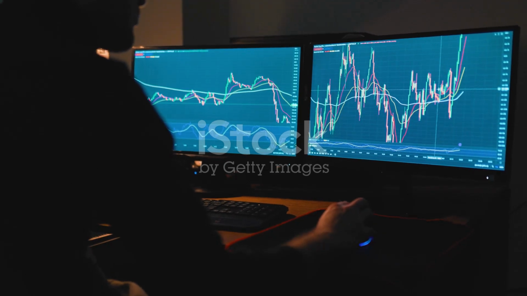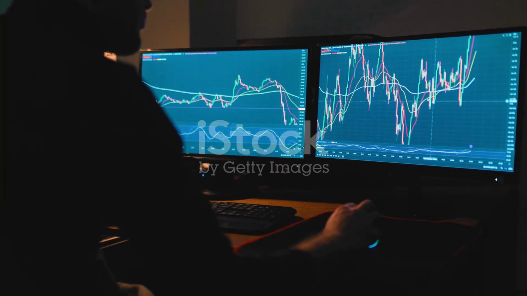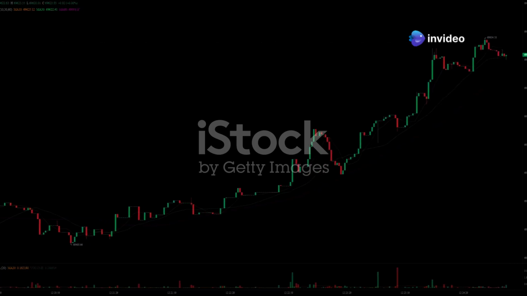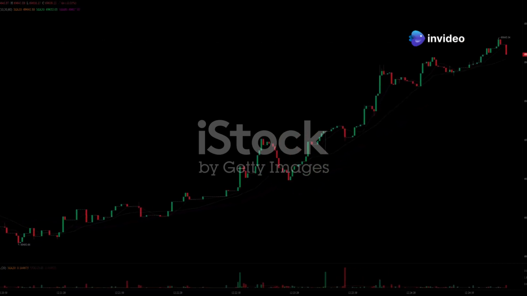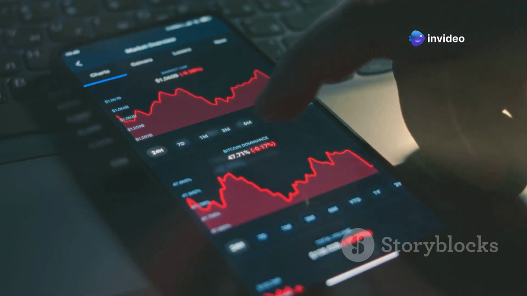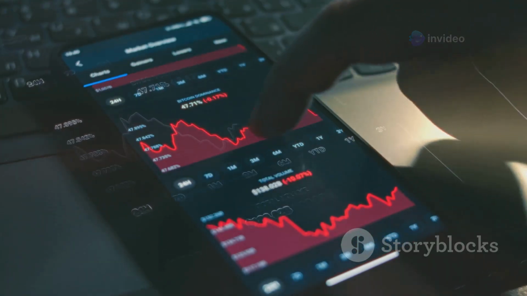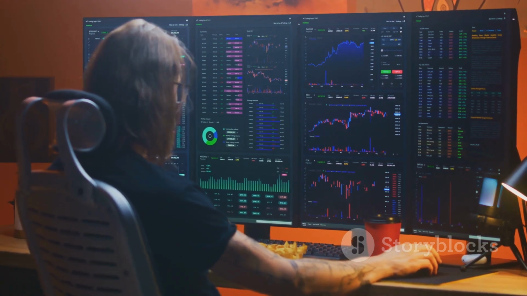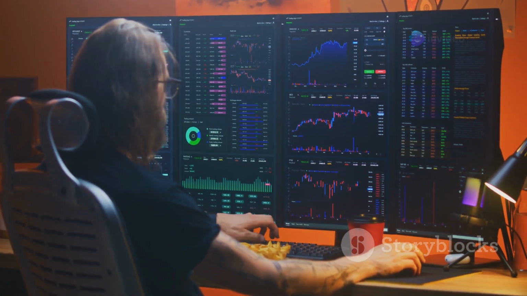Traders use the AMA for a variety of purposes. One of its primary uses is to identify trends. When the AMA is rising, it suggests that the market is in an uptrend. Conversely, a falling AMA indicates a downtrend. Traders can use these signals to enter and exit trades in the direction of the trend.